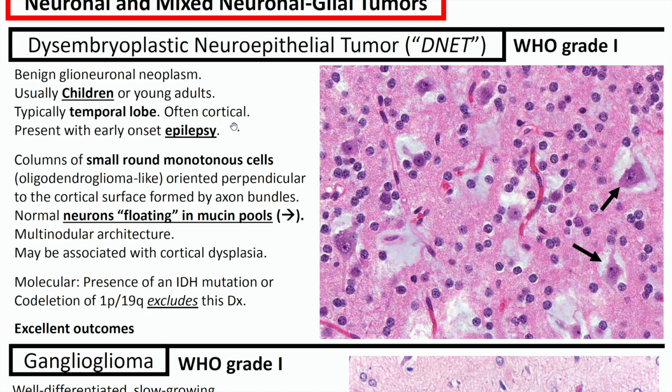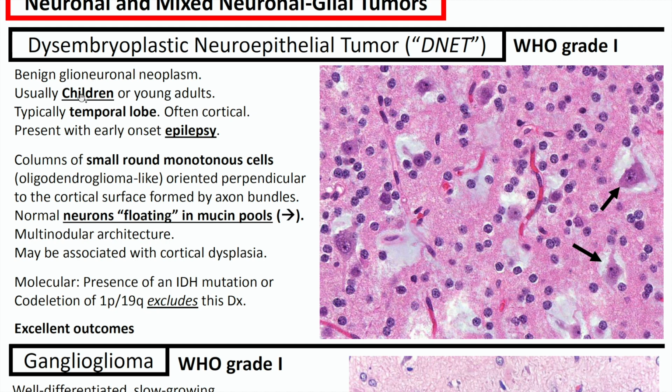So first up we have dysembryoplastic neuroepithelial tumor, or DNET, which is WHO grade 1. This is a benign glioneuronal neoplasm, usually in children or young adults, typically in the temporal lobe, and it can present with epilepsy or seizures. I've seen this entity come up a lot in question banks. It's a younger patient, a child or a young adult, and they're presenting with seizures that are refractory or not responding to treatment.